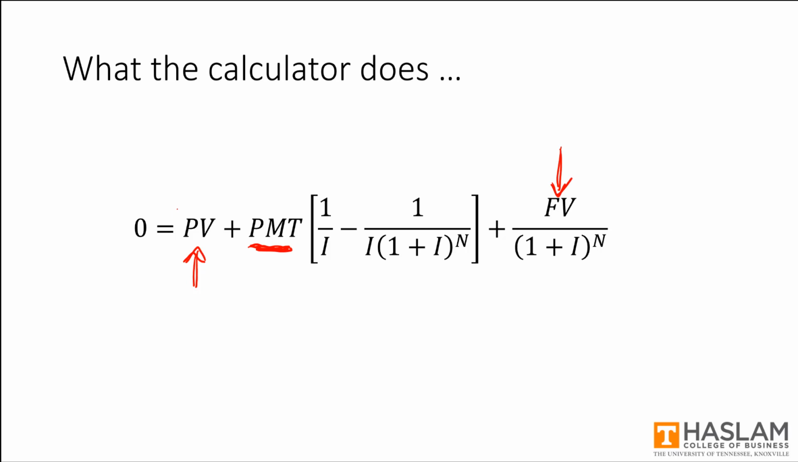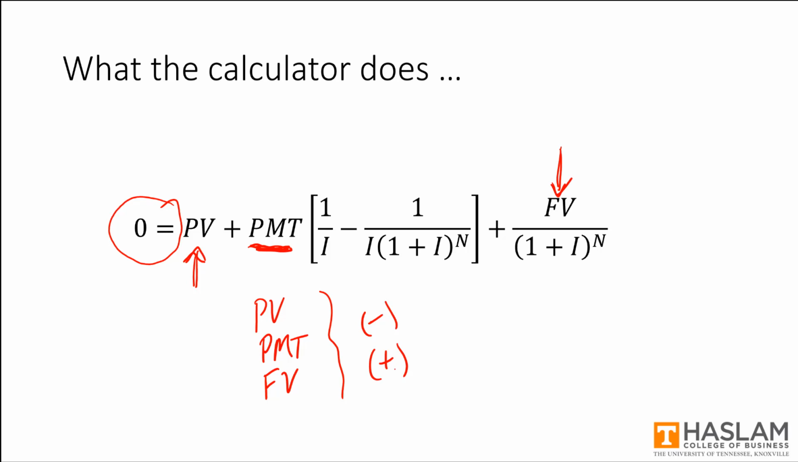Now, because your calculator sets the right-hand side of this equation equal to 0, mathematically, we need amongst these cash flows a negative and a positive. If that doesn't happen, there's no way to establish the equality, and your calculator will generate an error.